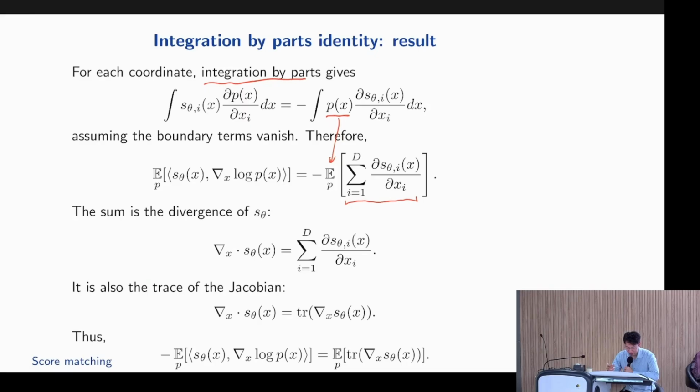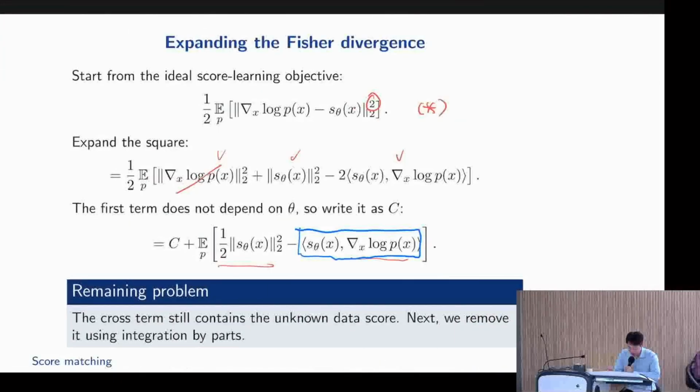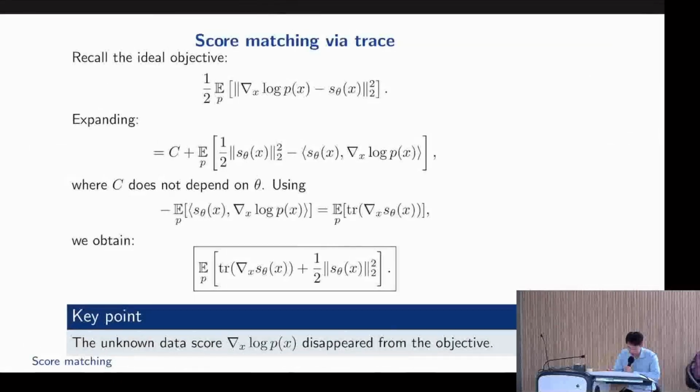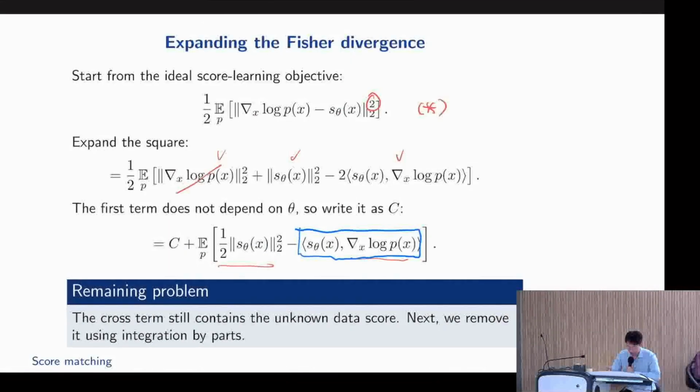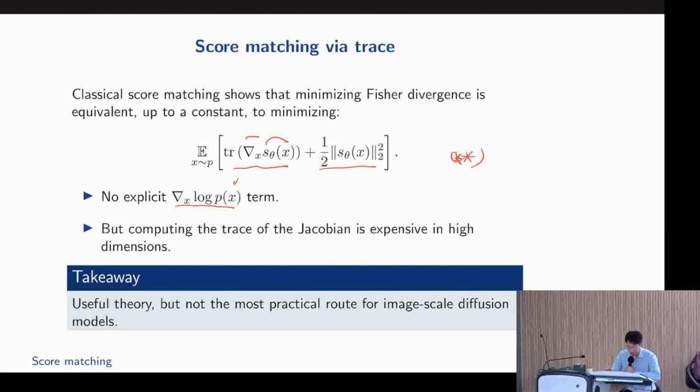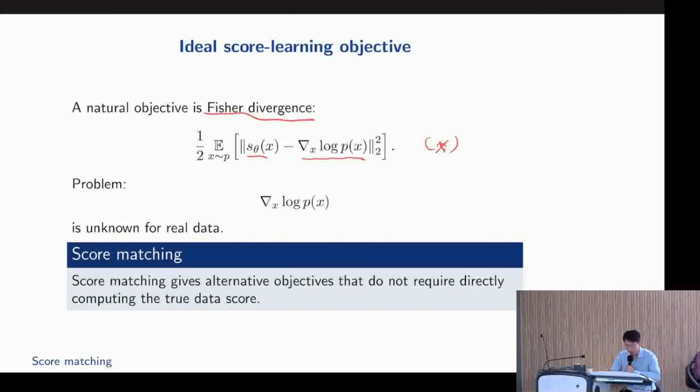And if you recall from linear algebra class, it's also the trace of the Jacobian. So the thing that gave us a headache, this part here, is equal to the expectation of x under the p distribution of the trace of the Jacobian. This part here. So that's why we have this double star from star.